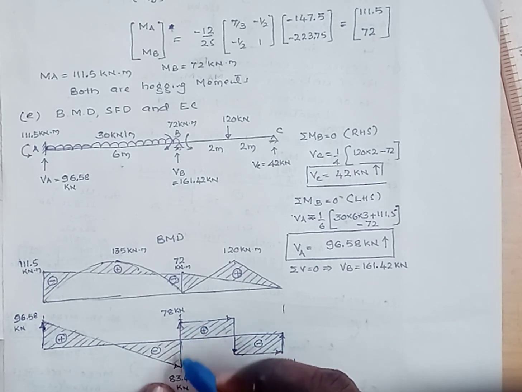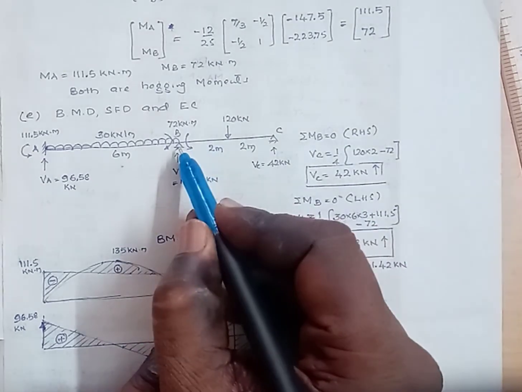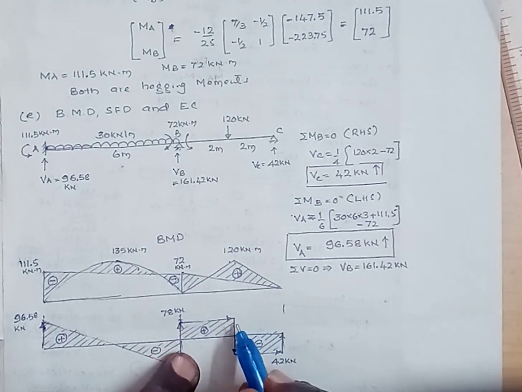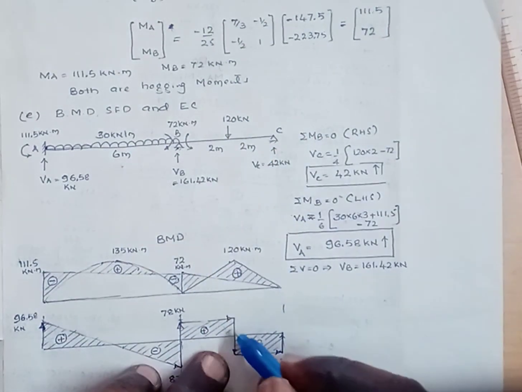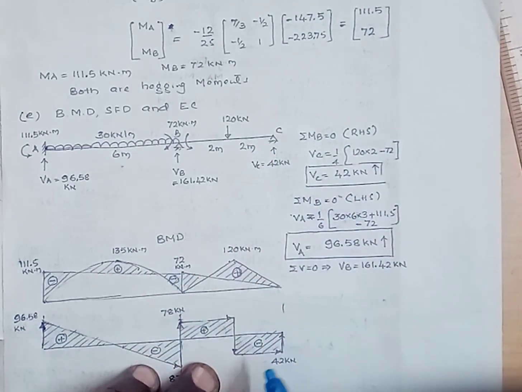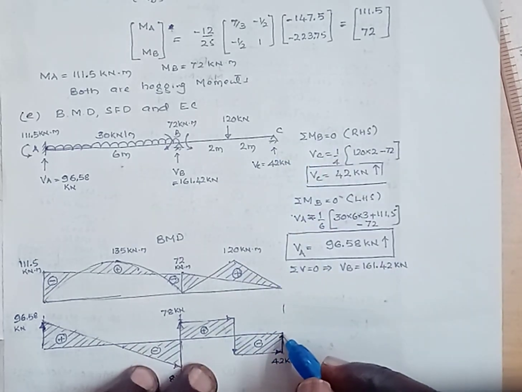Here we have got two shear force values at B due to the support reaction. Then from this point to this point, there is no load, so the shear force remains constant between those two points. Then due to the point load at this point, 120, that is 78 minus 120, that is minus 42 kilonewton. Here the shear force again remains constant until the support reaction at C, that is minus 42 plus 42, that is 0. Here the shear force variation is like this.